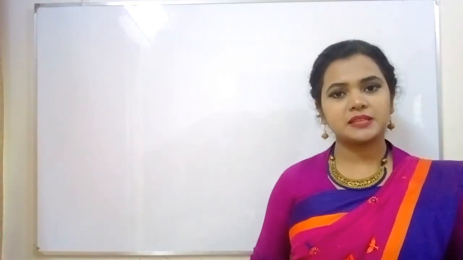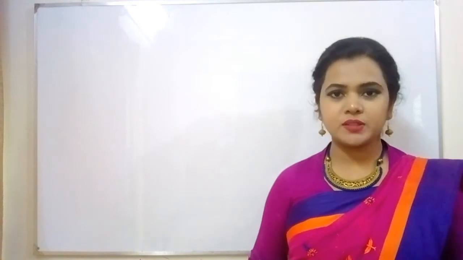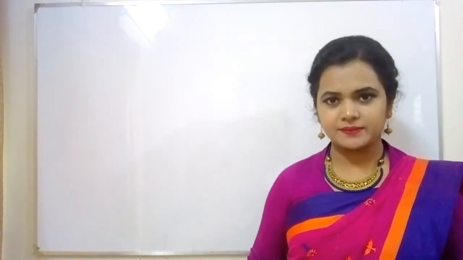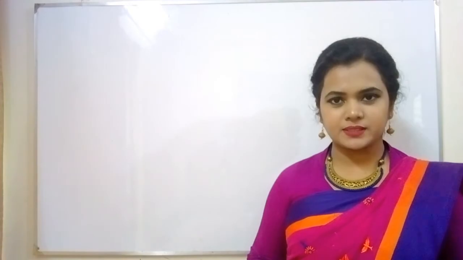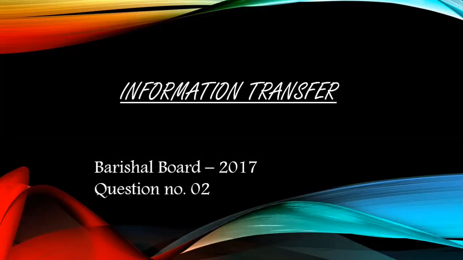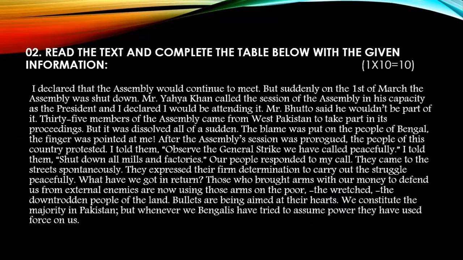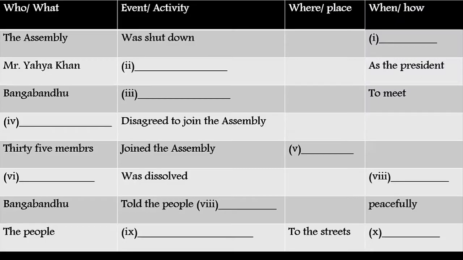To make this item clear to you all, we have taken a sample question from Barishal Board 2017. Let's read the text first. For today's exercise practice, we have taken an information transfer, or completing the table with given information, from Barishal Board 2017, question number 2. And the question says, read the text and complete the table below with the given information. Total marks 10. After this text, we have a table and we have to fill up all the gaps taking help of the given reading text.